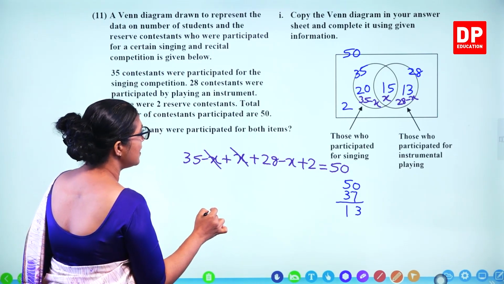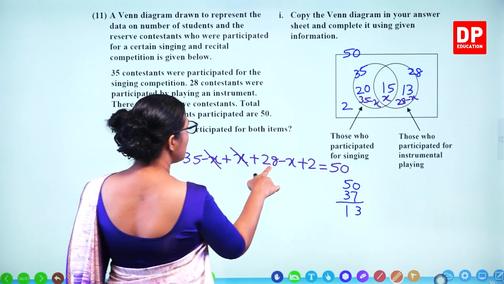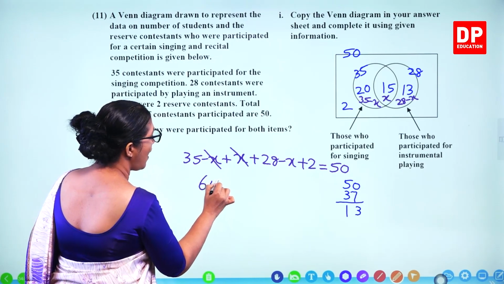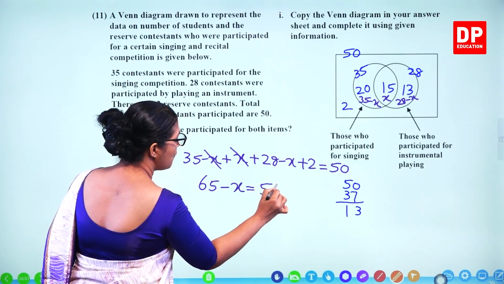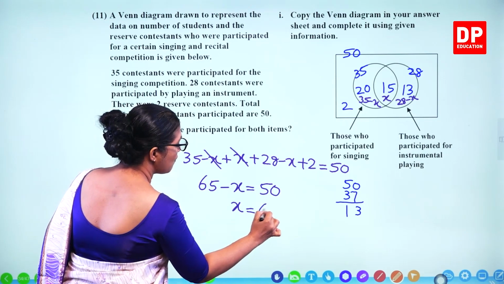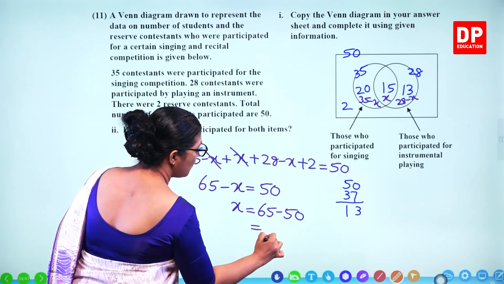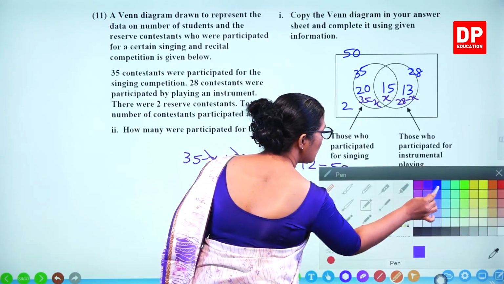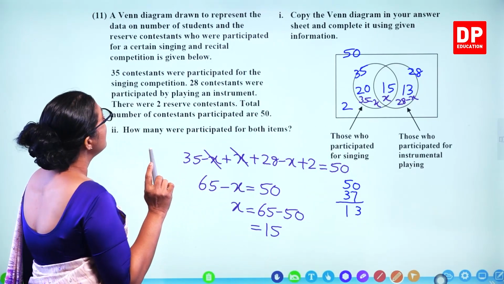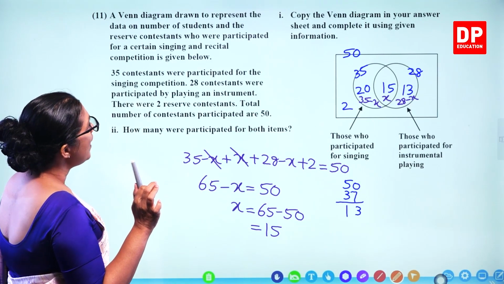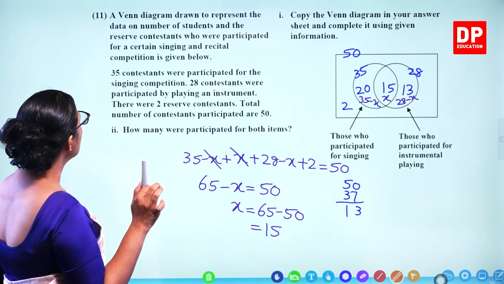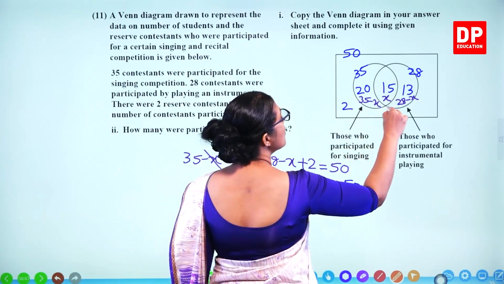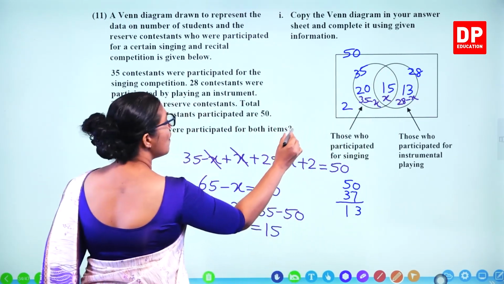Minus X and plus X cancel out. 35, and here 28 plus 2 is 30. 30 plus 35 is 65. 65 minus X is 50. X becomes 65 minus 50. You get 15. So that way is also possible. Either this way or closing one circle, you can get the values. Now after completing the Venn diagram, you can answer the questions. How many participated in both items? That means this region, that's 15.